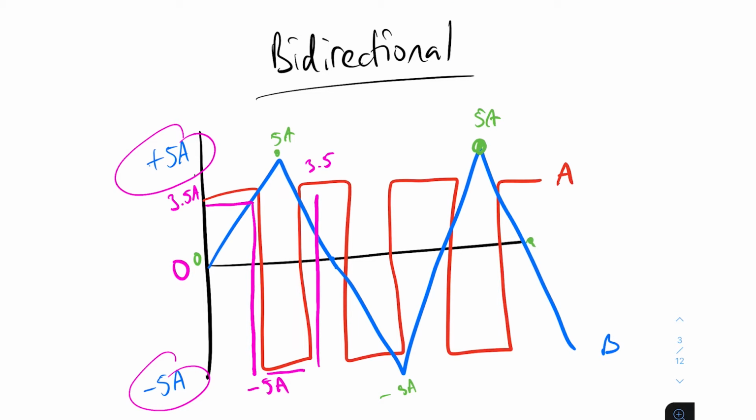So as you can see, both these waveforms are constantly crossing the 0 axis, which is what makes them bidirectional. For example, in this instance, current is going positive up, and then it's coming negative down. So the current is constantly going backwards and forwards, oscillating, hence the term alternating current.